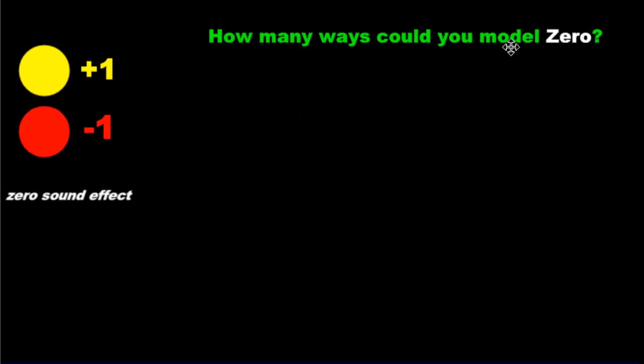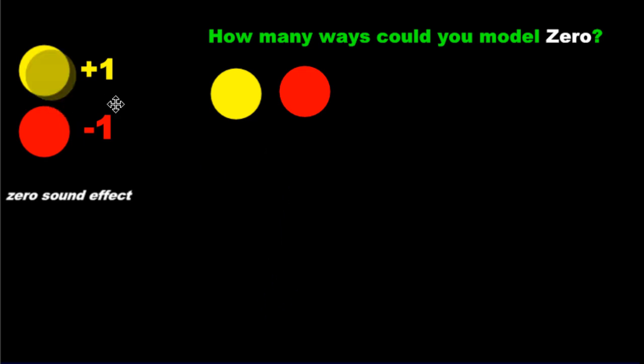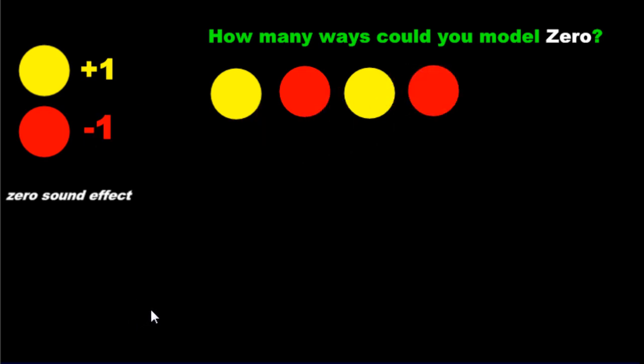How many ways can you model 0? Well, what if I did this? This is one way because they're side by side. They go kaboom, they're gone. But what if I took another set like this? Is this also 0? Absolutely it is, because these two here go boom, and these two together eliminate each other as well. And so we've got 0.